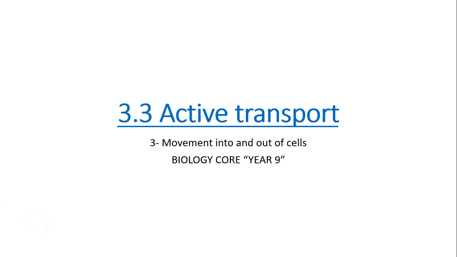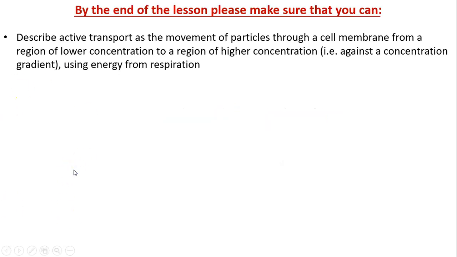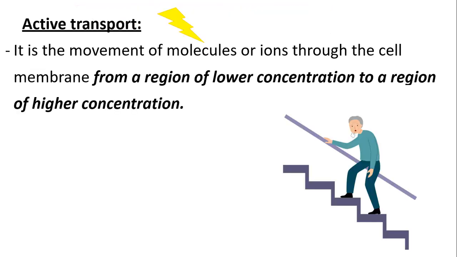Unit 3, Movement into and out of cells. Lesson 3, Active Transport. Objectives, important objectives. You need to learn to go back to the objectives and make sure that you can apply on them everything that you learned.